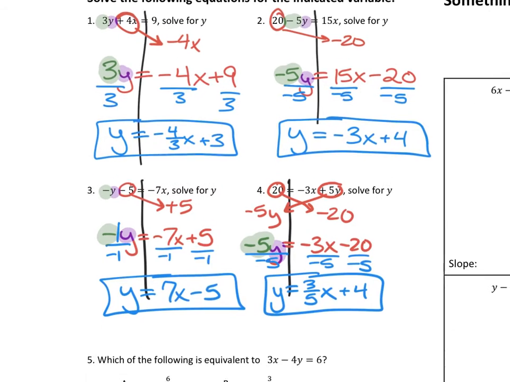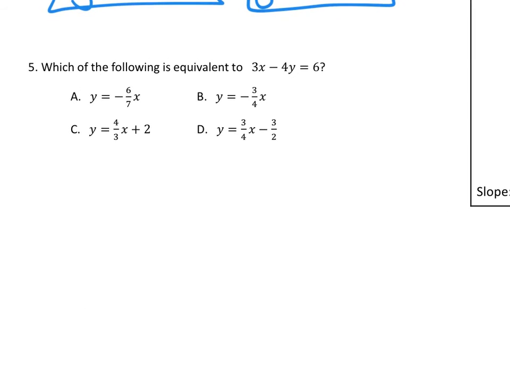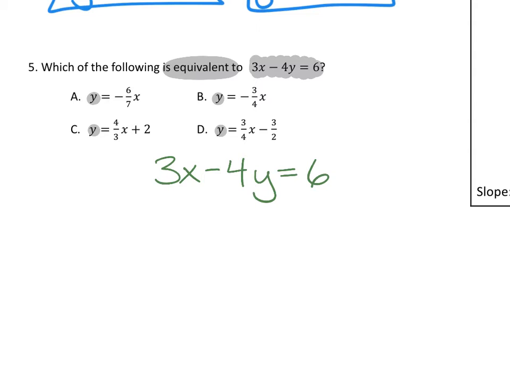Awesome. Now again, just like last time, there are multiple choice questions that could be asked for this particular concept. Number 5 says, which of the following is equivalent to this equation? Equivalent means the same, so we're looking at something that is exactly the same, just written in a different format. And hopefully you also notice that all of the answer choices are solved for y, which means that I'm going to need to solve that equation for y to get it to match the format and see which one matches up with it. 3x minus 4y equal to 6 is the equation.